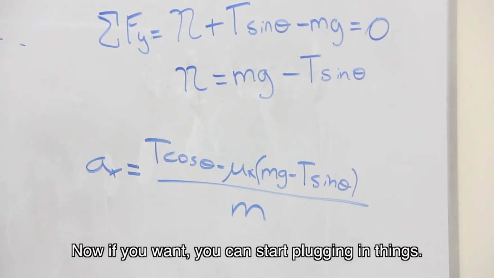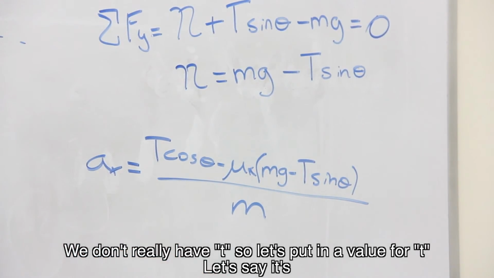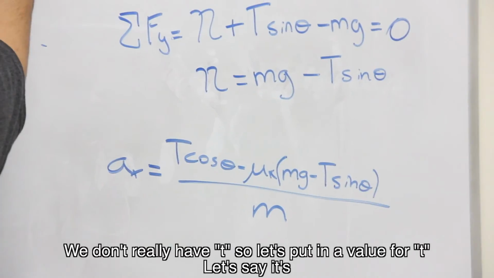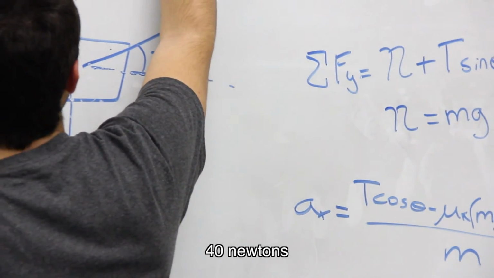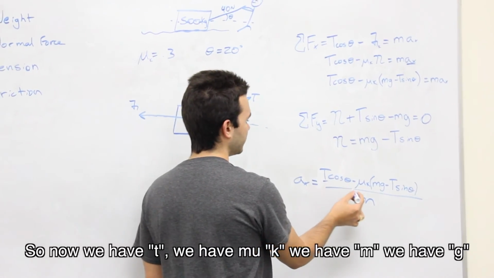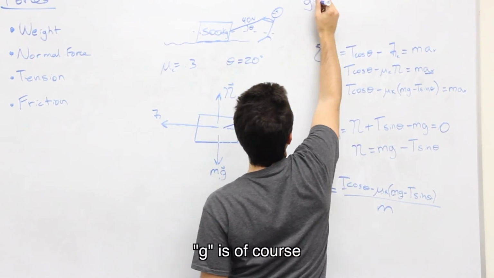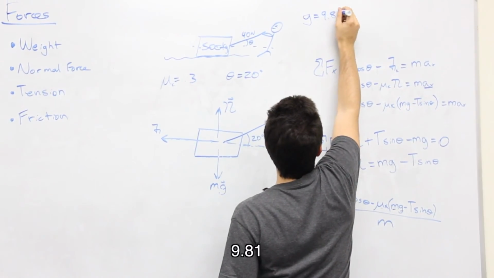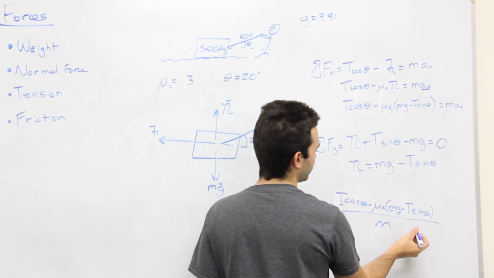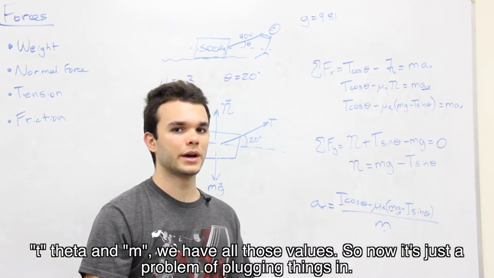Now if you want, you can start plugging in things. We don't really have T, so let's put in a value for T. Let's say it's 40 newtons. So now we have T, we have mu_k, we have m, we have g. g is, of course, 9.81. T, theta, and m. We have all of those values. So now it's just a problem of plugging things in.